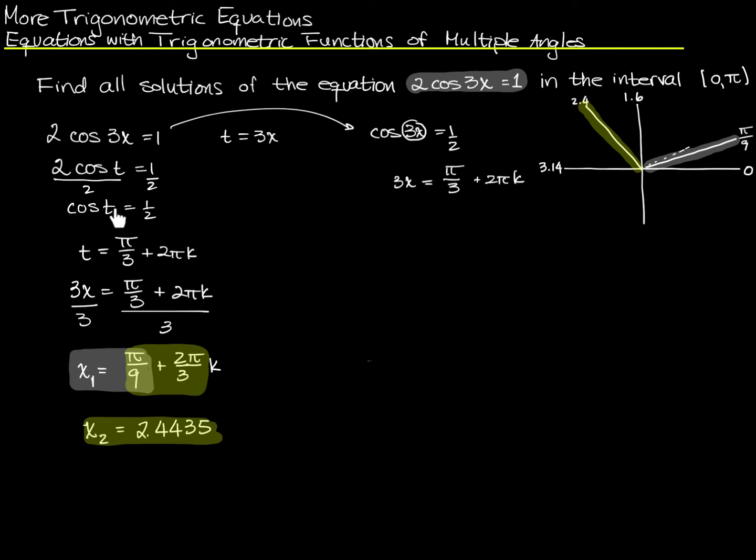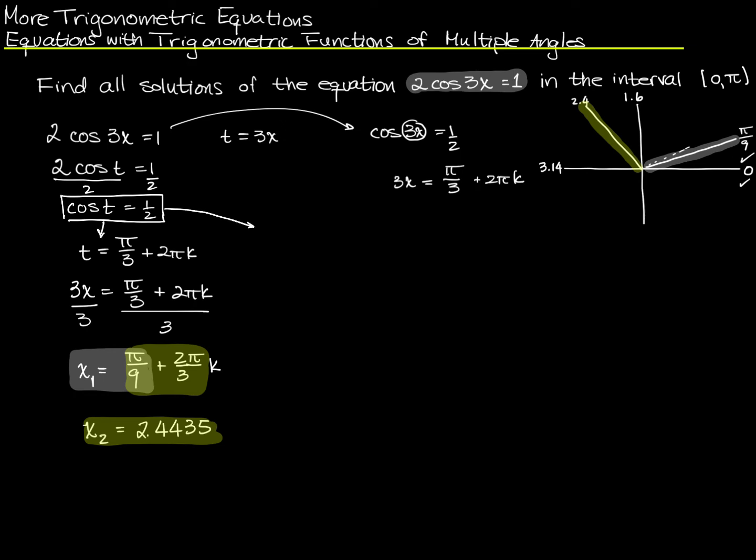Here is the cosine of t is a half. There are 2 quadrants where the cosine of t can be positive 1/2. One is in quadrant 1 and one is in quadrant 4. So I have found the solution to cosine of t equals a half in quadrant 1, but I also need to find it in quadrant 4. This is my quadrant 1 solution.